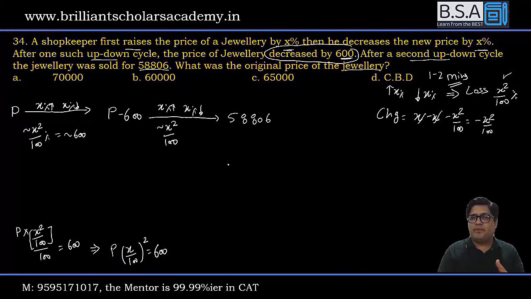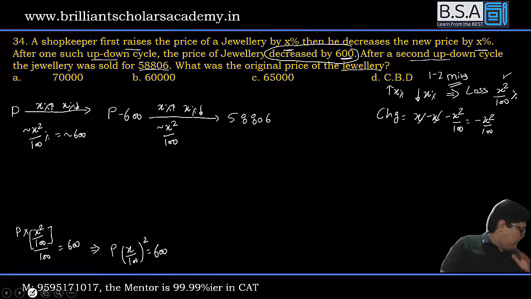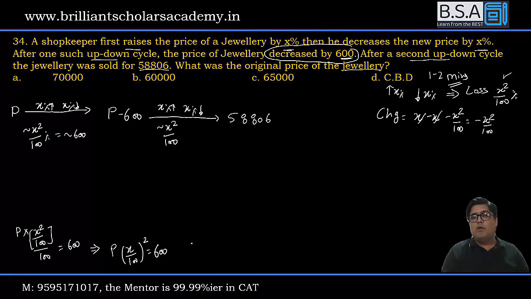So question is, can you find the original price here in this particular problem? If you want to write the second part as the equation, be very careful. What is the current price? P minus 600. Now this is what? This is the final rate after decrease. How much is the decrease? Decrease is X square upon 100 percentage. So upon 100 one more will come. This is given to you.